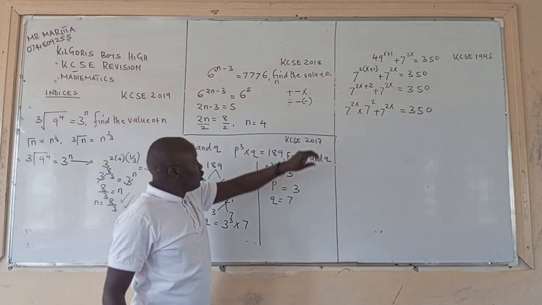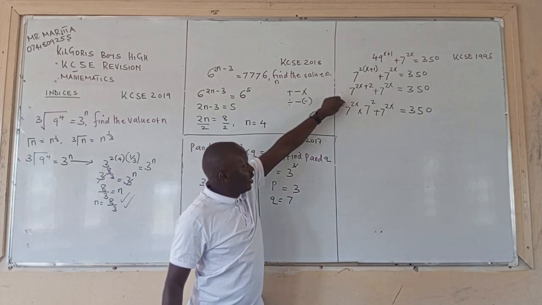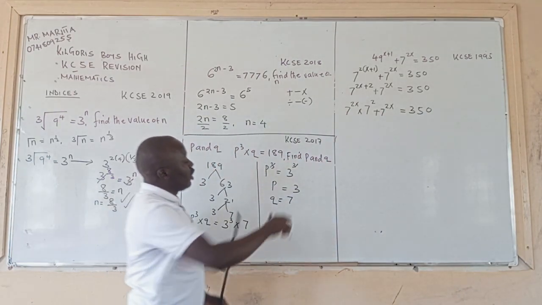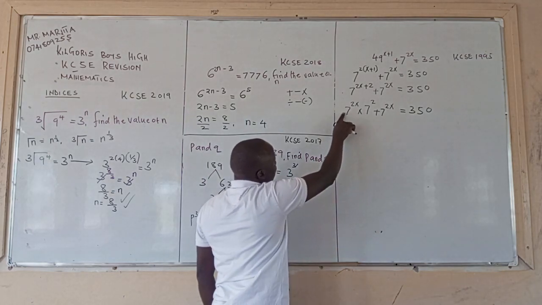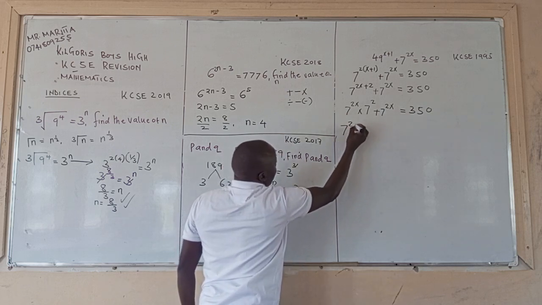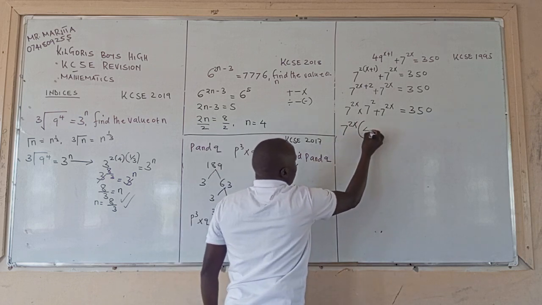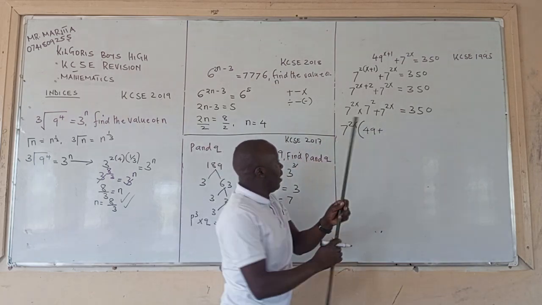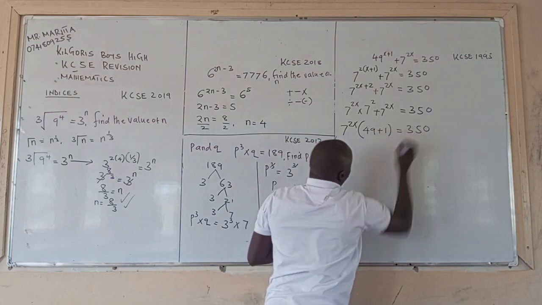You can look from your screen that 7 raised to 2x is common, so we can factor it out. And 7 squared is 49. So we have 7 raised to 2x outside, then 7 squared, which is giving us 49. Then plus, for us to have 7 raised to 2x here, we must have 1 here. And this is equivalent to 350.